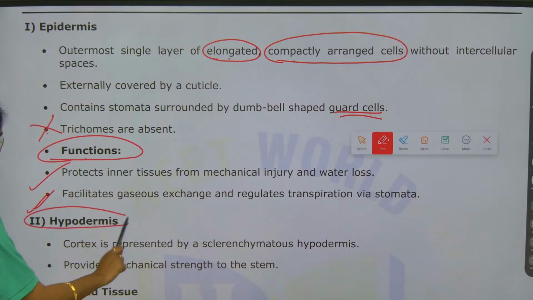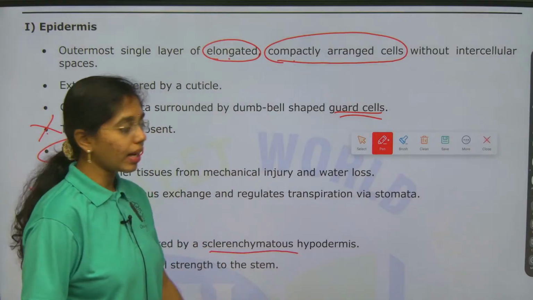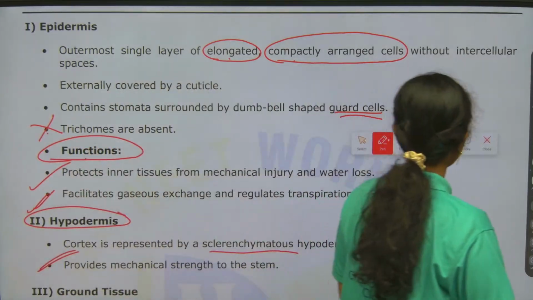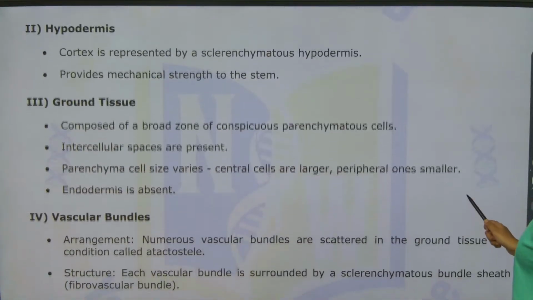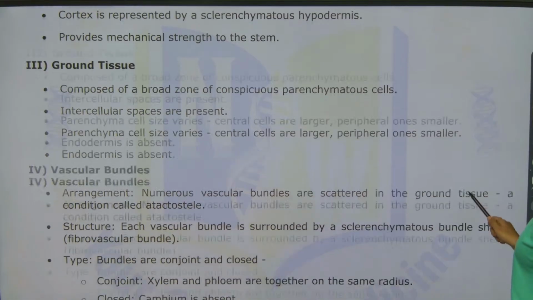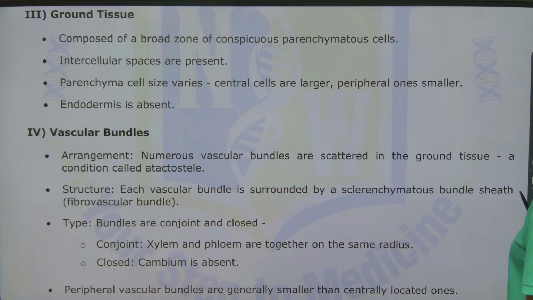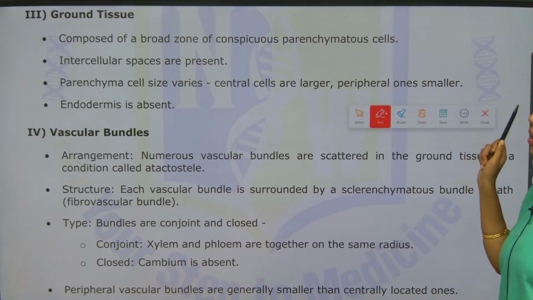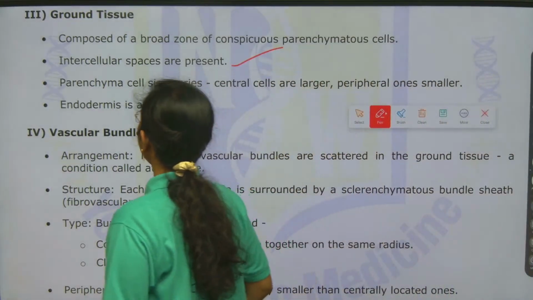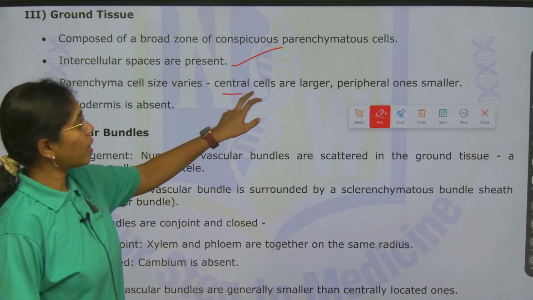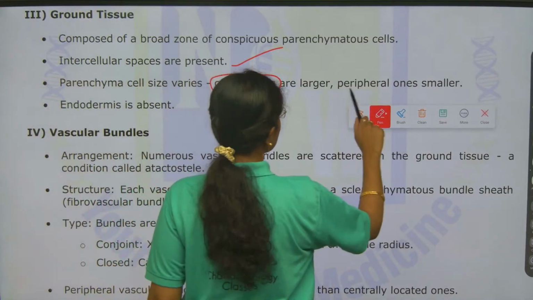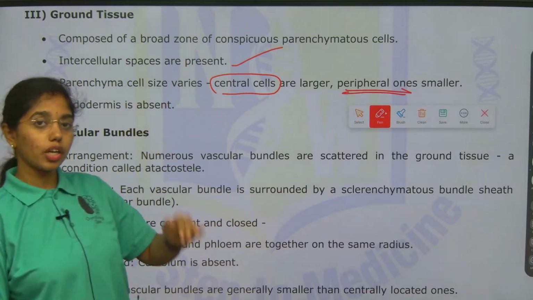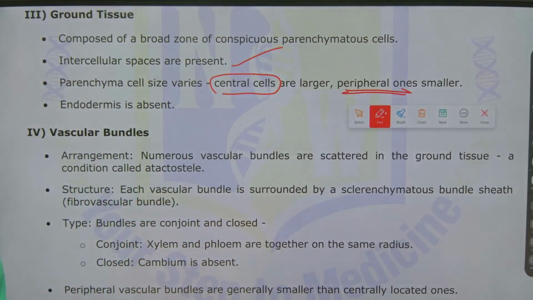Next you see hypodermis. Cortex is represented by sclerenchymatous hypodermis. This provides what? Mechanical strength to the stem. Next is ground tissue. Ground tissue is composed of large parenchymatous cells. Here intercellular spaces are present. Parenchyma cell size will vary: central cells are large and peripheral cells will be small. That is the variation of parenchymatous cells here, because it is only the general cortex layer which is present. And here endodermis is absent.